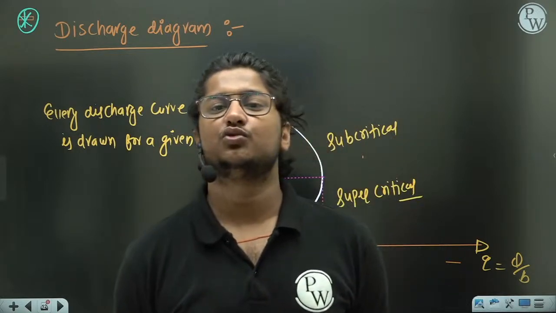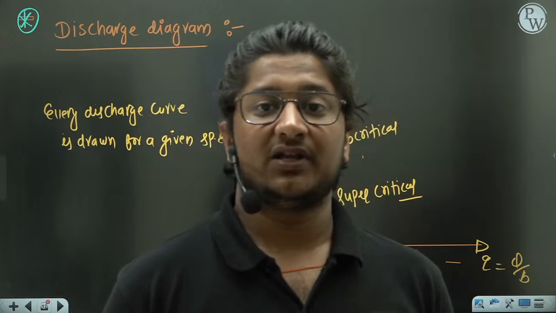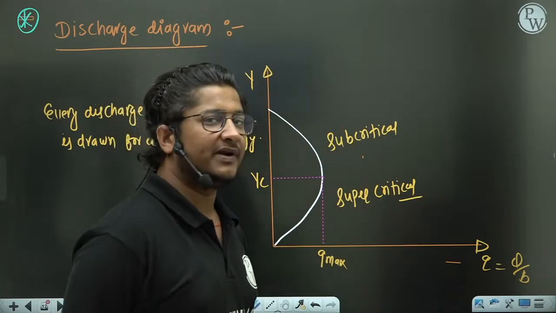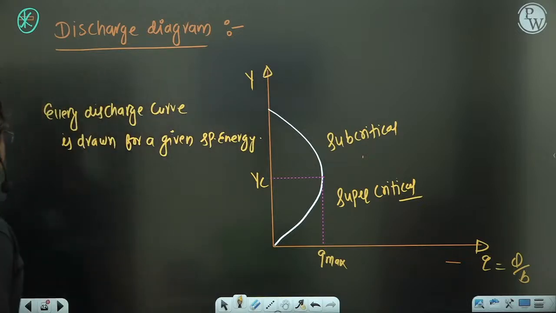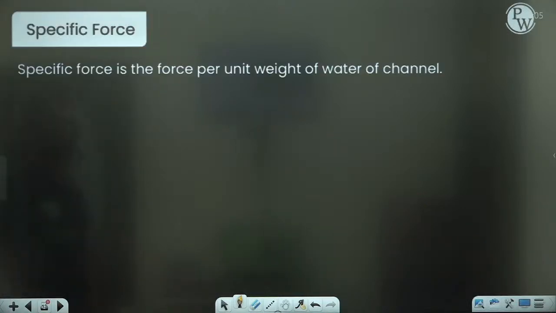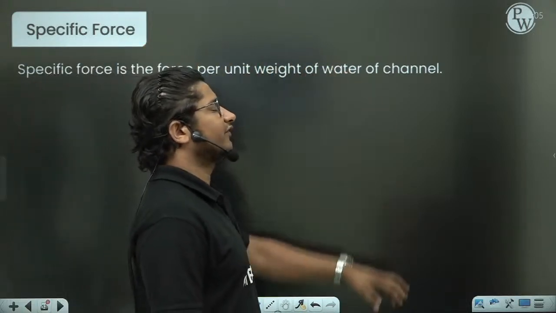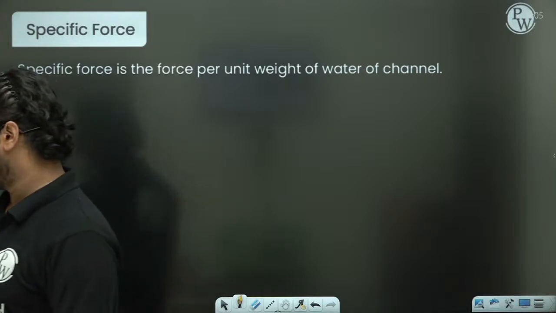Here we need to use the momentum equation. So the momentum equation is introduced, and to introduce that momentum equation, we have given a new term that we call specific force. What do you mean by specific force? Specific force is the force per unit weight of water of a channel.